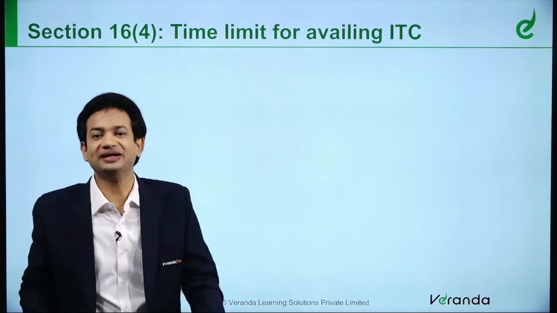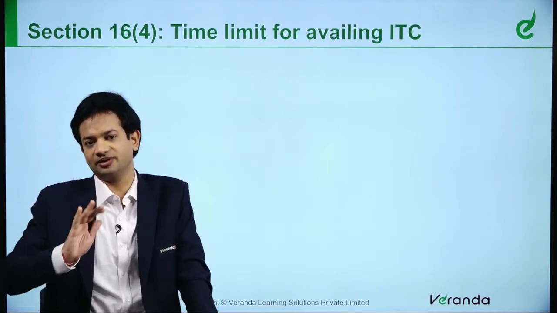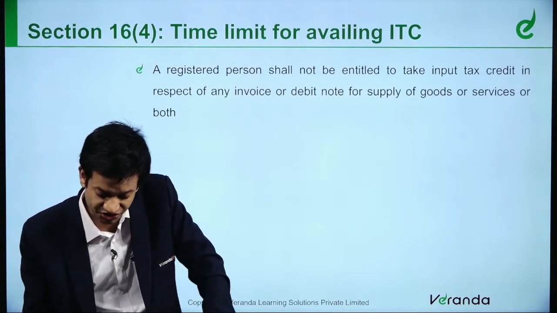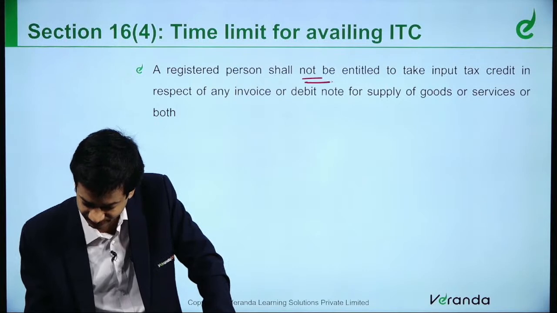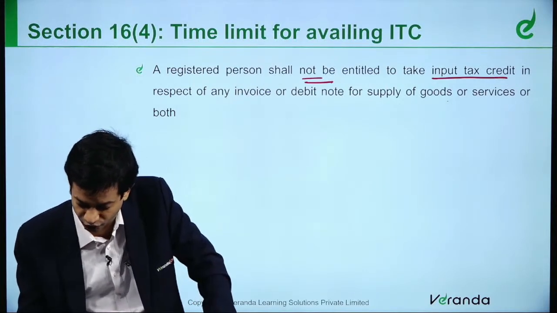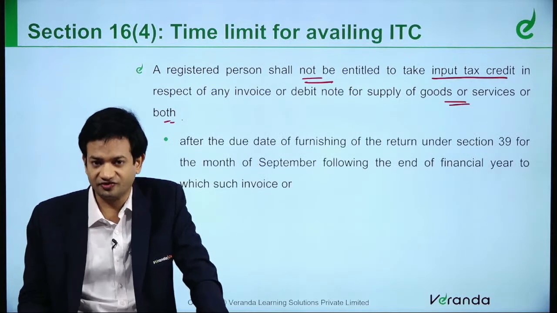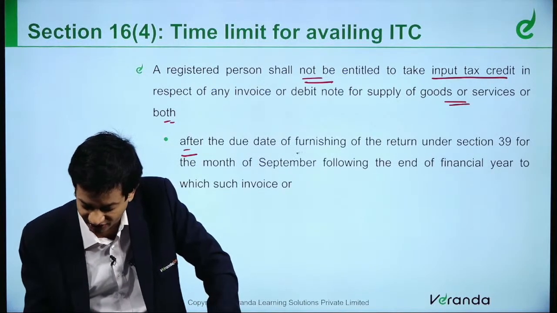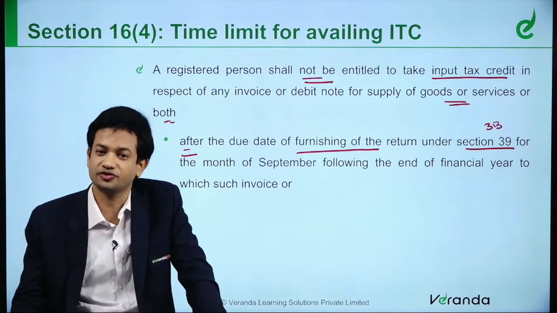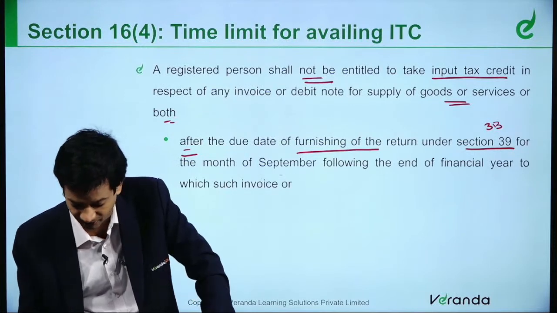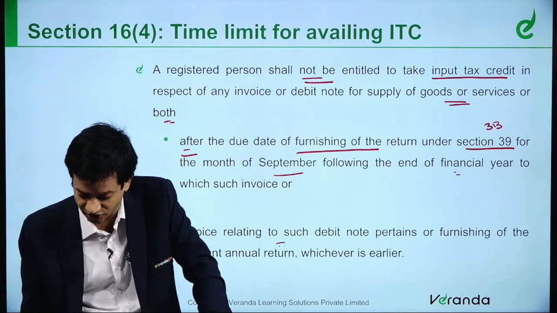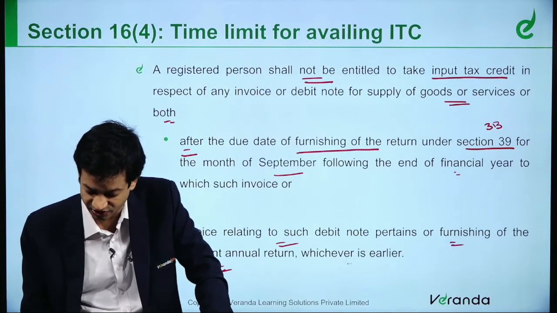But there was a problem in debit notes that we will discuss in this amendment, a very important amendment. A registered person shall not be entitled to take ITC in respect of any invoice or debit note for supply of goods or services or both after the date of filing return under section 39, which is your GSTR 3B return, for the month of September following the end of the financial year to which such invoice pertains, or invoice relating to such debit note pertains, or furnishing of the annual return, whichever is earlier.